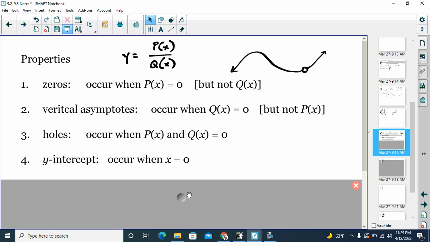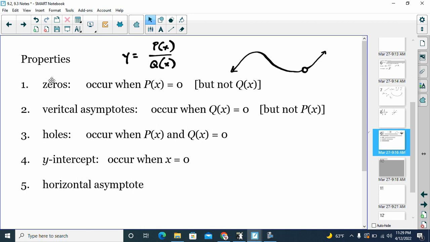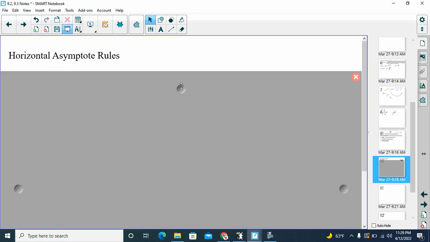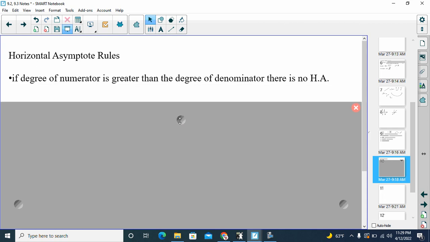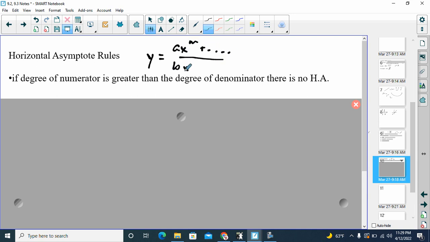And then it is also possible that we have a horizontal asymptote. For a horizontal asymptote, to find it, we have 3 different rules that apply. So what we are going to do is check the degree of the numerator and the degree of the denominator. So if I have y equals ax to the m plus other stuff over bx to the n plus other stuff.